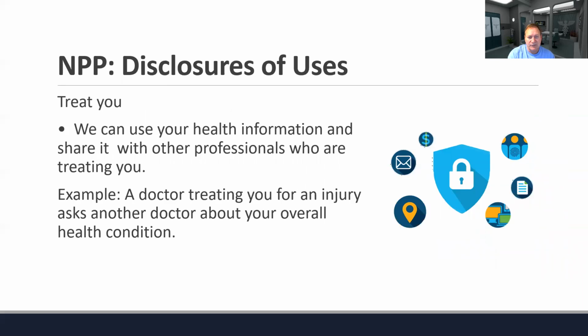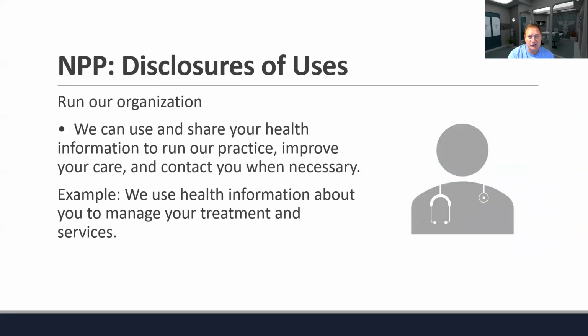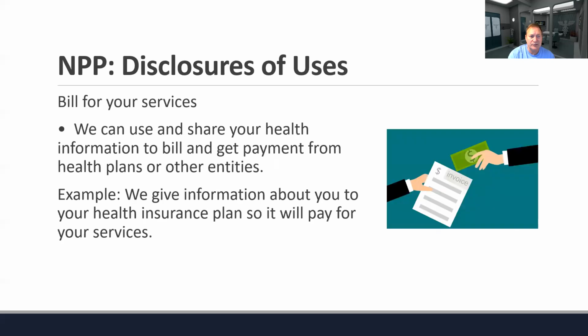Again, in terms of disclosures of use, how we have to use it is primarily in continuation of care and how we run our organization. Again, think back to the TPO: treatment, payment, and operations. Those are three key things to think about with how we can use protected health information.